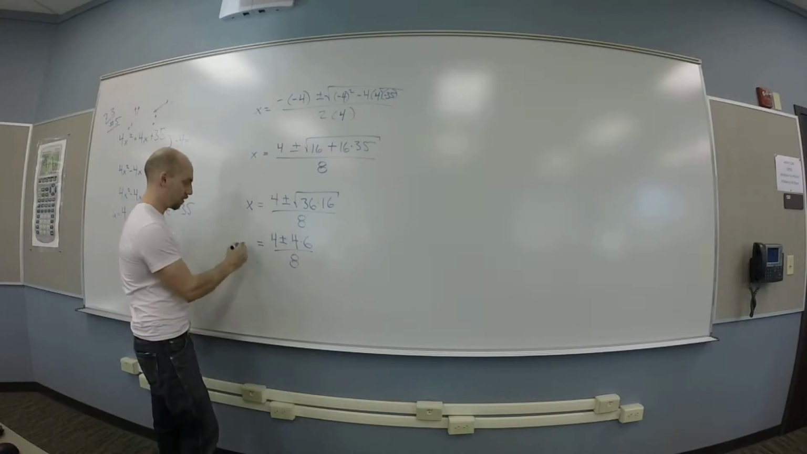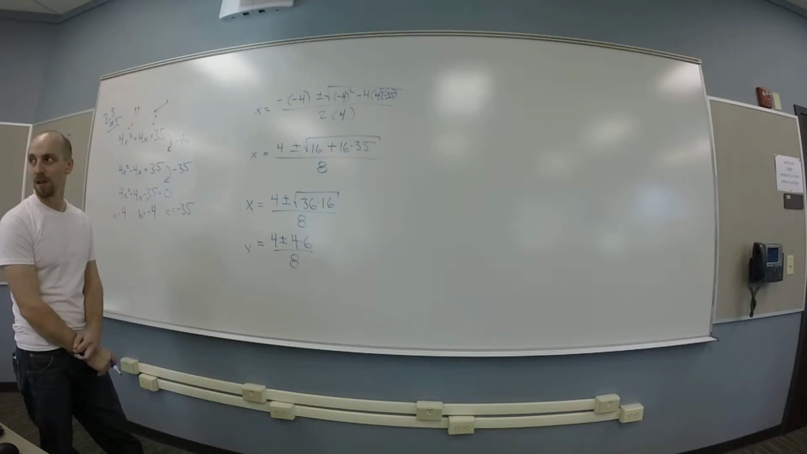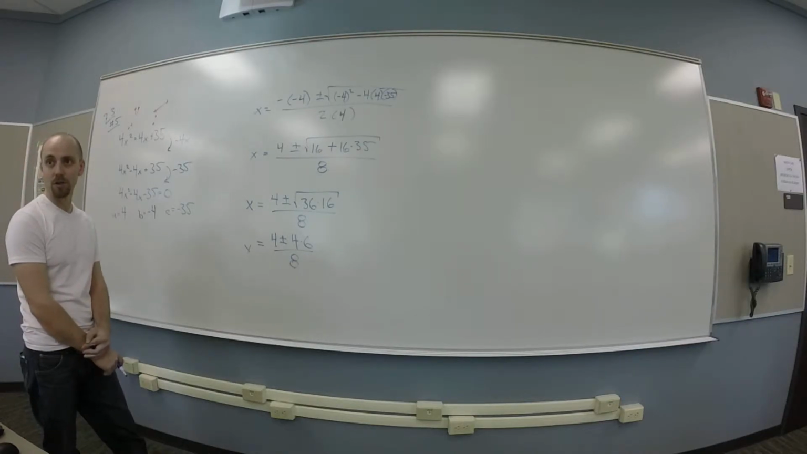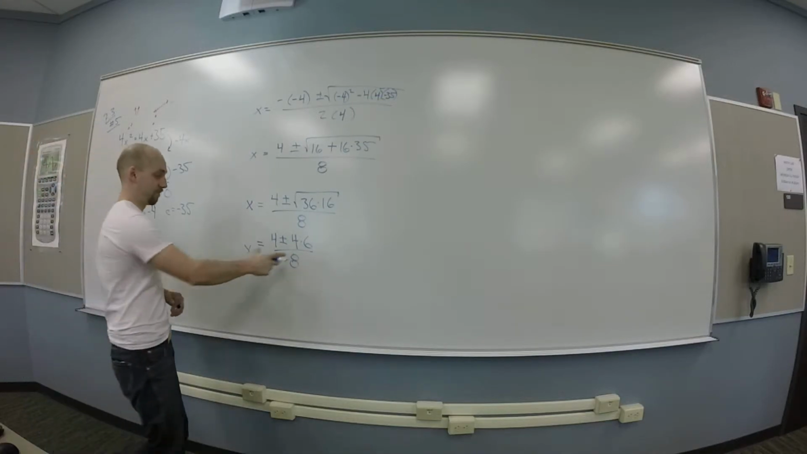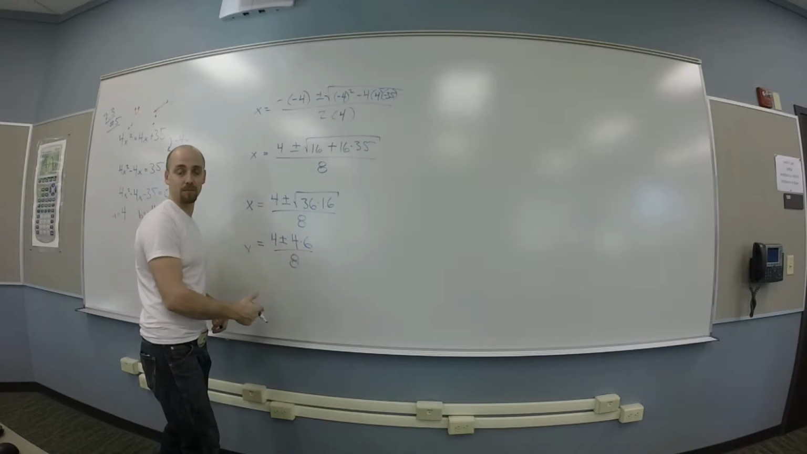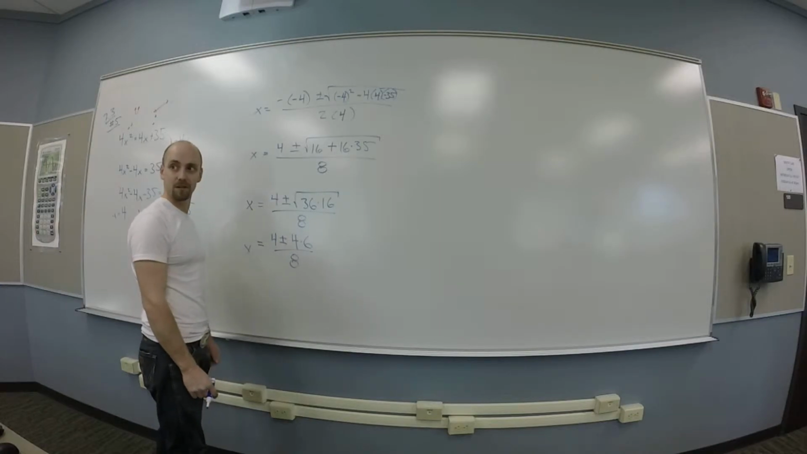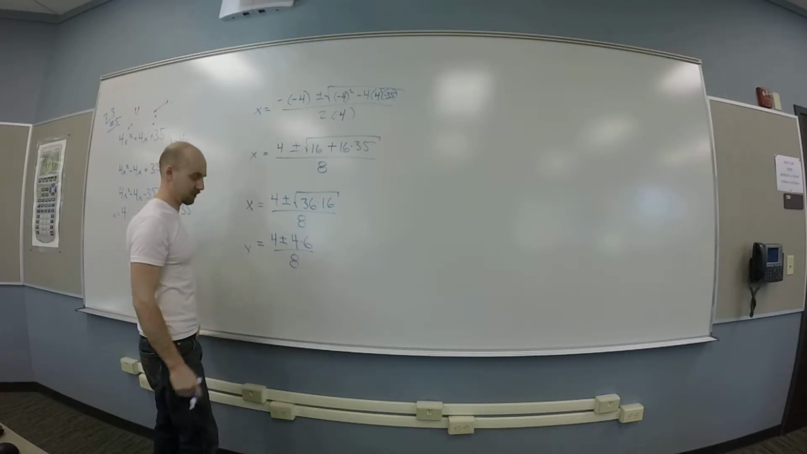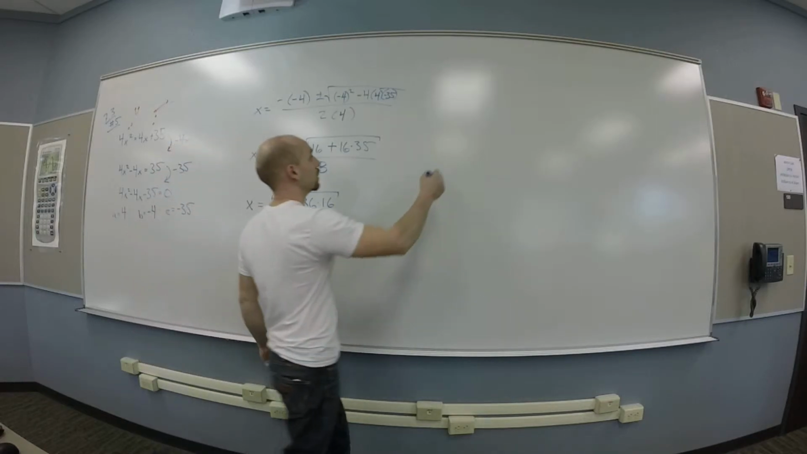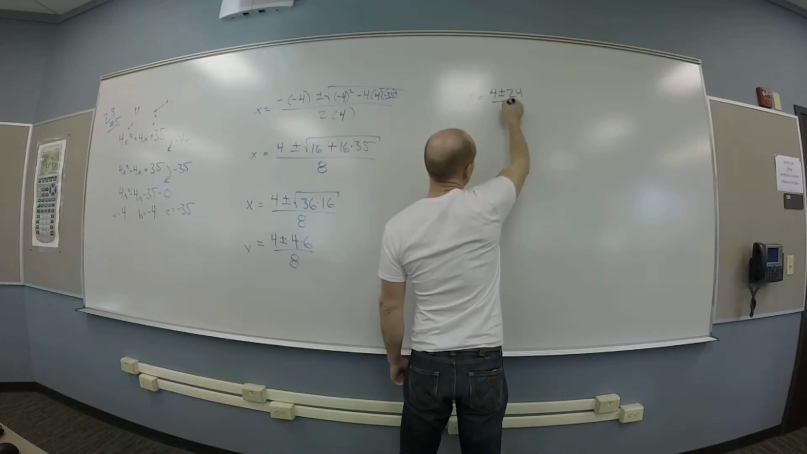So, cool. Now what? Multiply 4 and 6? Okay, you could do that. What else could you do? You could factor a 4 out of this stuff and cancel it. Be careful with that. Let's just multiply 4 times 6. I think that's probably the safest bet. So what's 4 times 6? 24. Okay, so right now I'm sitting at x is 4 plus or minus 24 over 8, right?